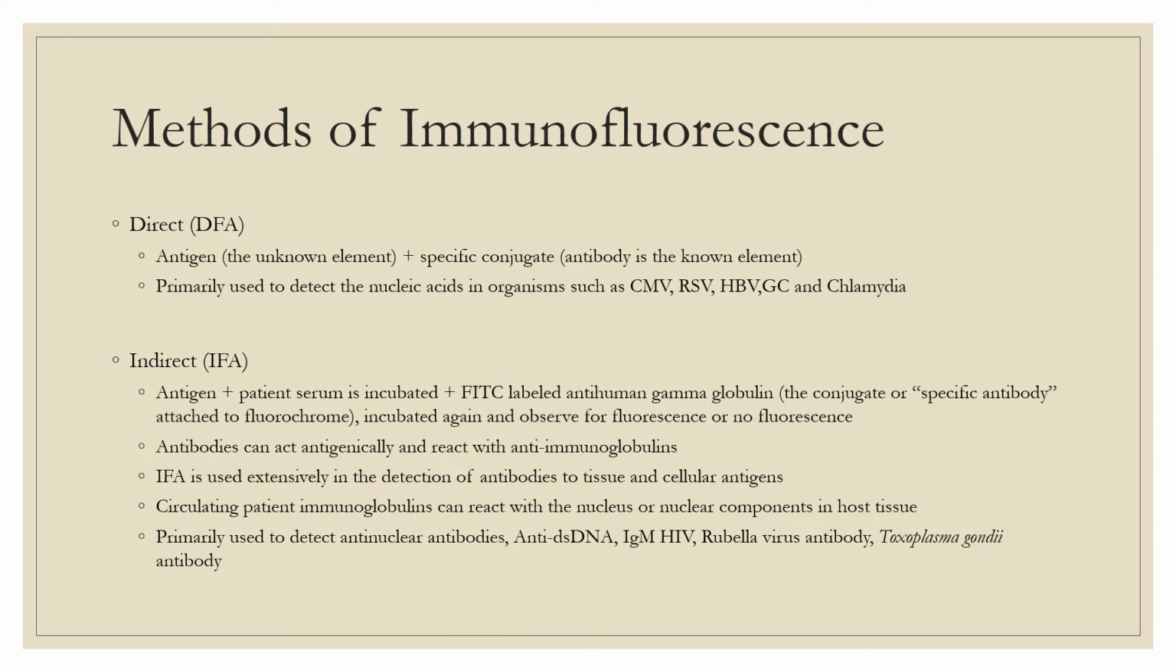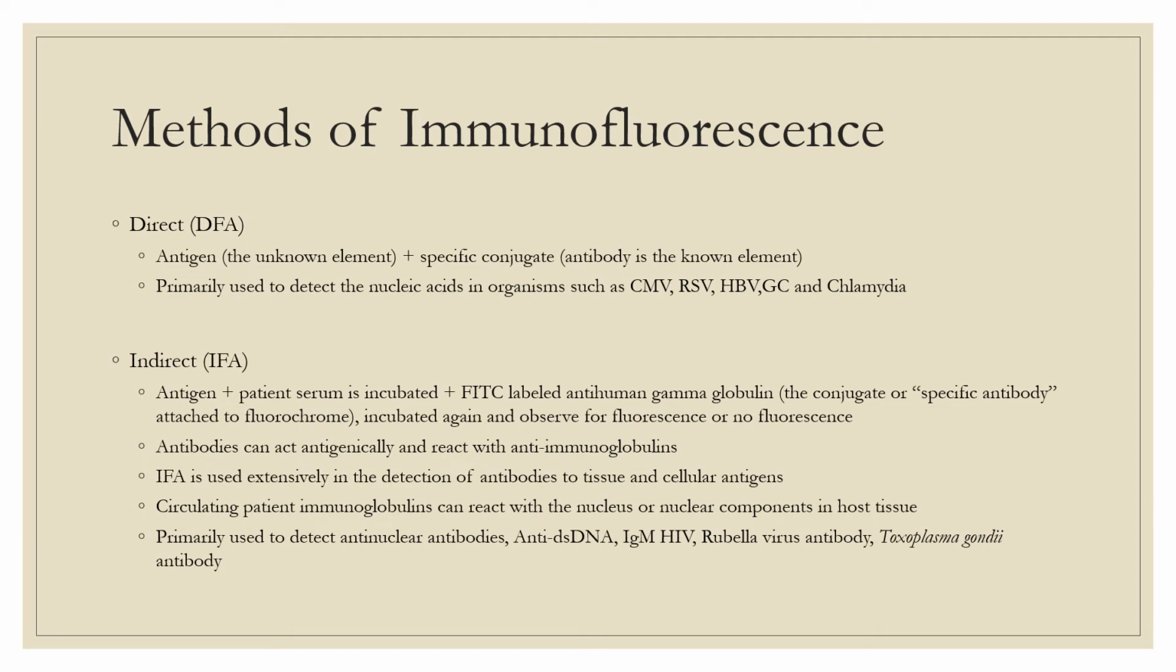In the direct fluorescent antibody test, we take the patient's sample, we put it on a slide, we add our FITC, and then we allow it to incubate. After incubation, we wash the slide, and then we observe it using a fluorescent microscope. Anything that fluoresces green indicates a positive test for whatever analyte we're looking for.